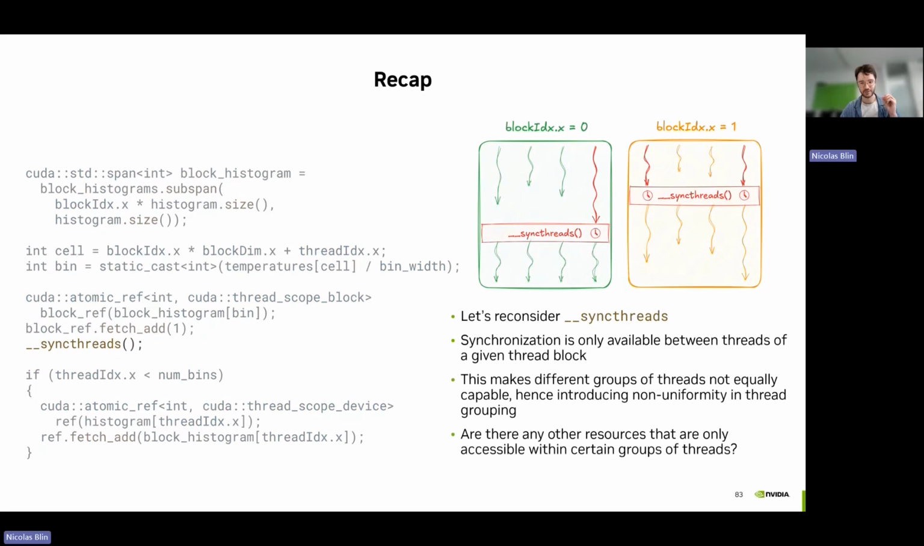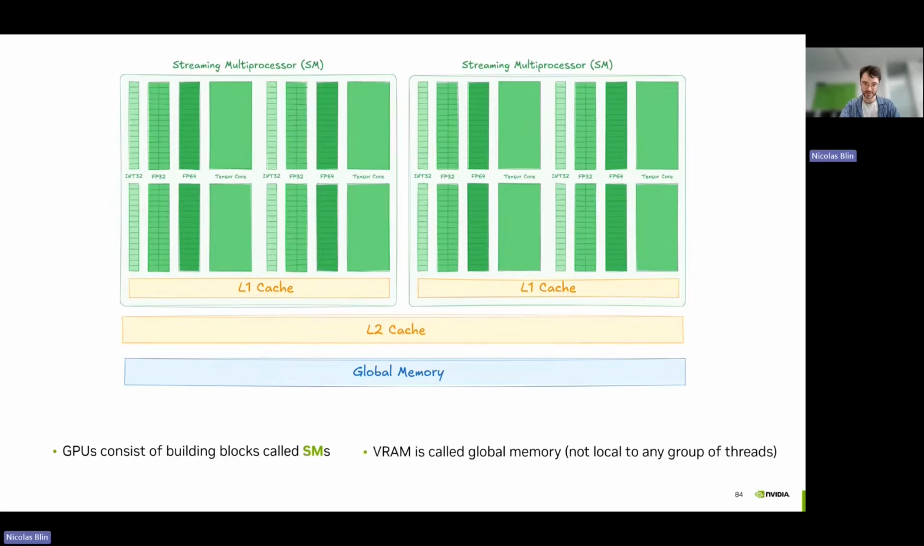Well, let's take another look at thread block synchronization and thread block scope atomics, which are only available between threads in a given thread block. Synchronizing across a larger group of threads is much more expensive. So there is a benefit for thread hierarchy here. Synchronizing just the threads within a block is far less expensive than synchronizing all the threads within all the blocks. But are there any other facilities that are only accessible within a certain group of threads?